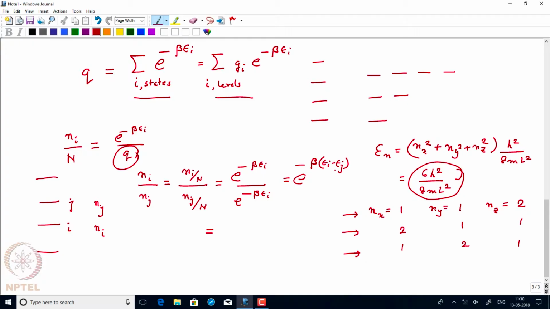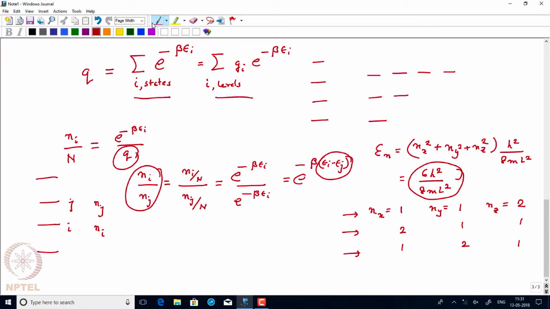Now you see that the relative population, which is the ratio of the populations, depends on the difference in the energy levels. That's a very interesting thing, because you can now think in terms of the real energies.